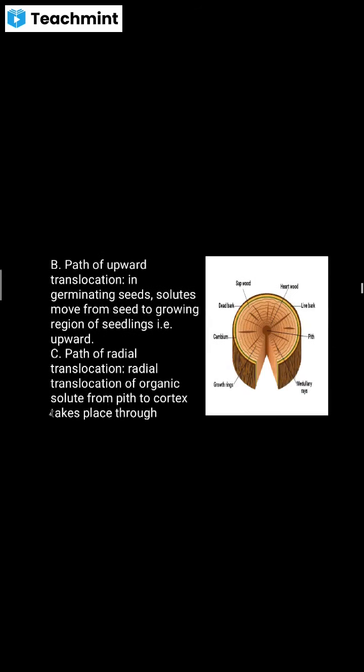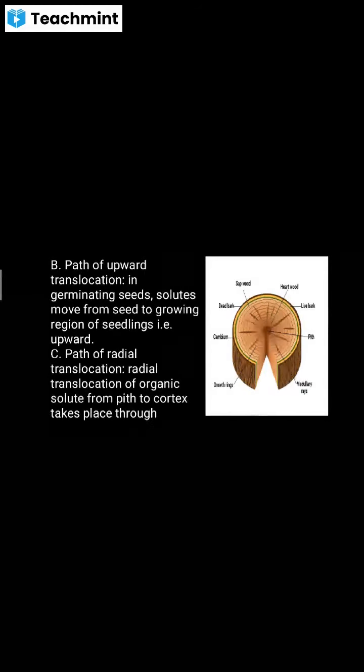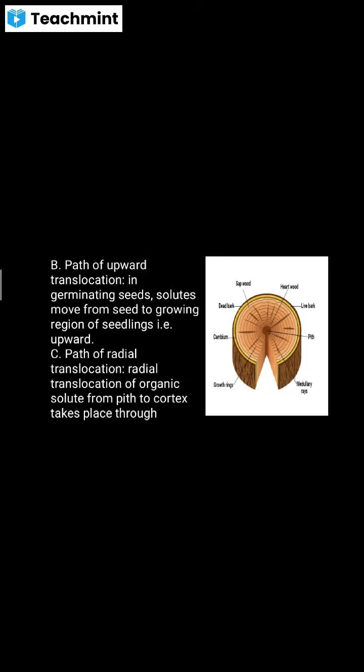Then the next pathway for translocation of the solutes is upward translocation. This upward translocation is found in germinating seeds, where solutes are moved from the seed to the growing region of the seedling, that is upward translocation.